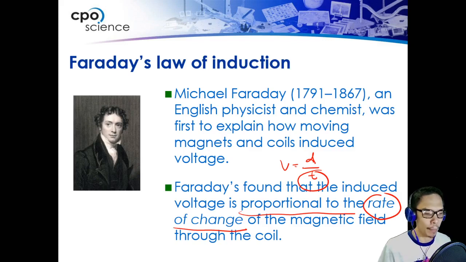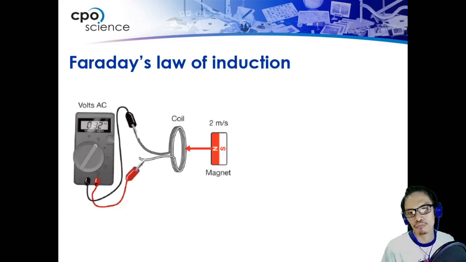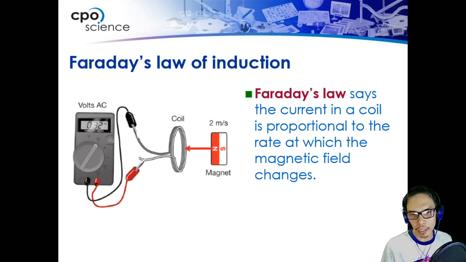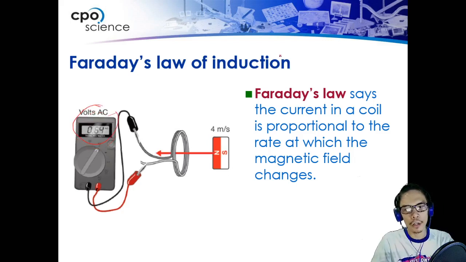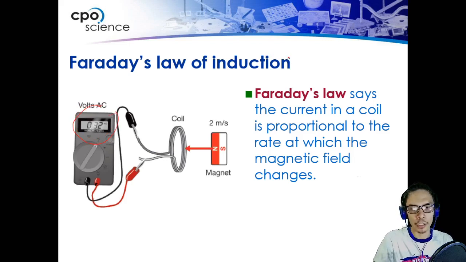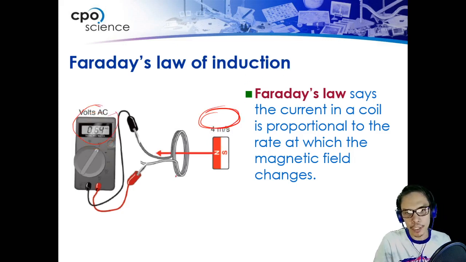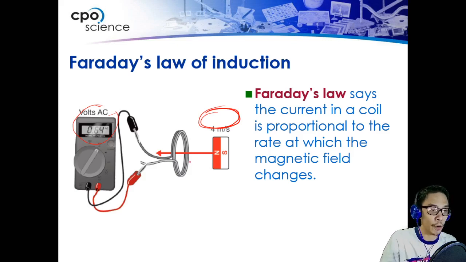This is the moving magnet that we have right here. If the magnet is moving 2 meters per second, and you take a look at this voltmeter, it generally reads 0.32 volts. But if you increase the rate of movement of your magnet to 4 meters per second, it becomes 0.64. So the movement of the magnet is directly proportional to the voltage that the current carrying wire will produce.